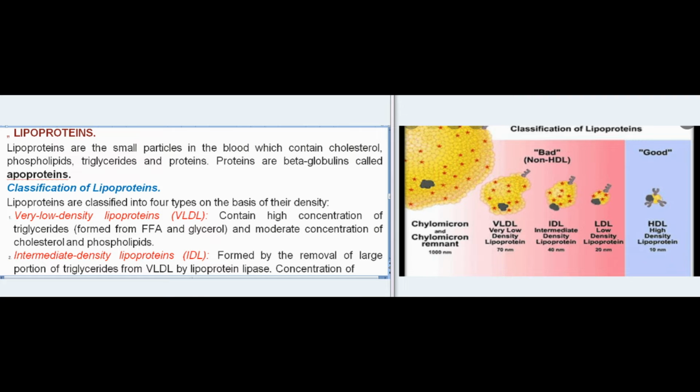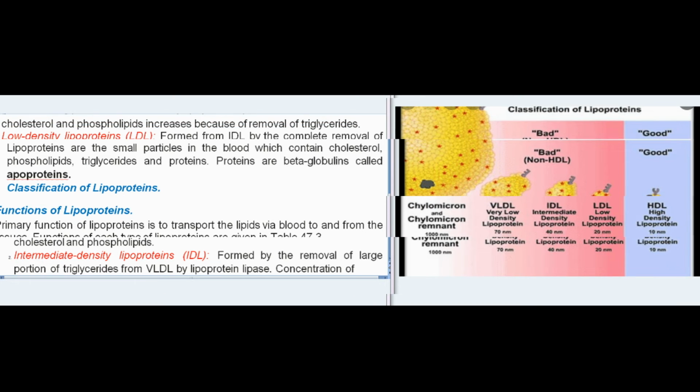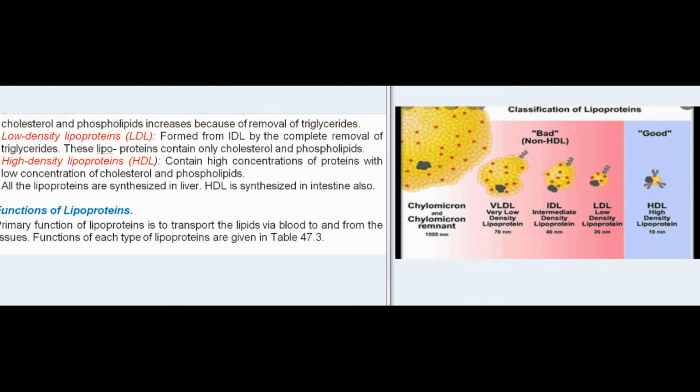Concentration of cholesterol and phospholipids increases because of removal of triglycerides. Low-density lipoproteins, LDL, are formed from IDL by the complete removal of triglycerides. These lipoproteins contain only cholesterol and phospholipids. High-density lipoproteins, HDL, contain high concentrations of proteins with low concentration of cholesterol and phospholipids.